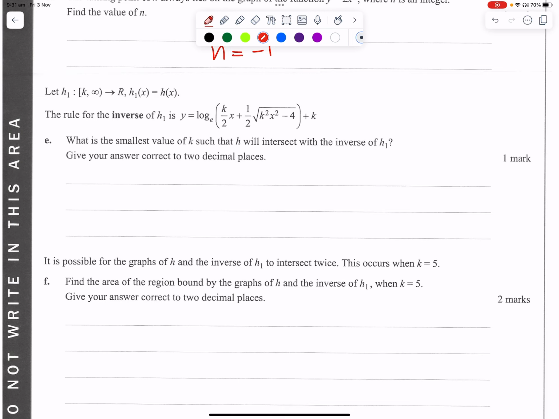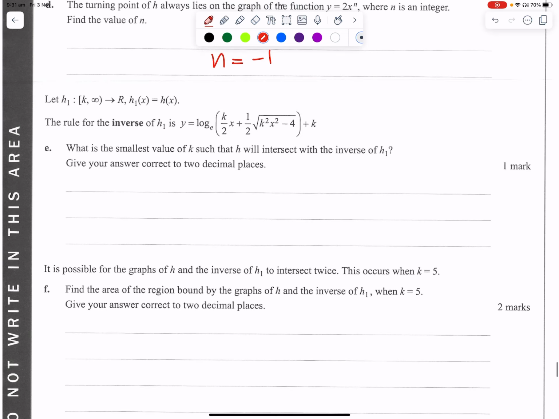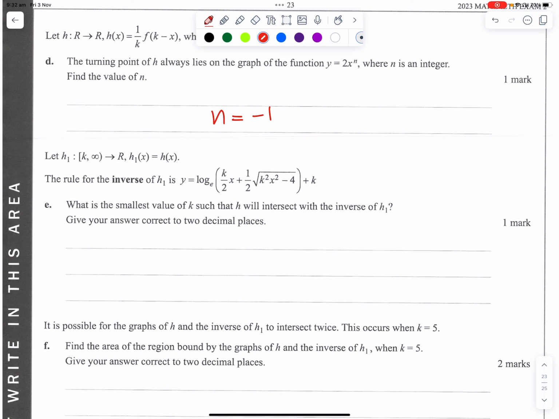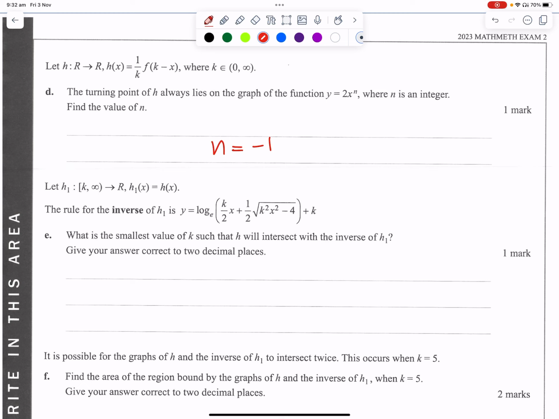So the rule for the inverse function is that, find the smallest value of k, to find the value of k that will intersect. Let h1 be k to infinity. h1 is equal to h of x. I can't even remember what h of x is. Okay, so that's that. Let h1 be from k to infinity. h1 is equal to h of x. Find the rule. The rule for the inverse is that.